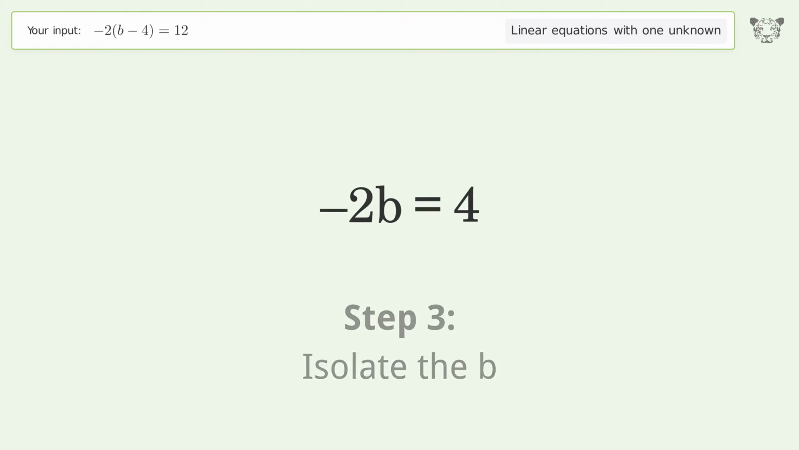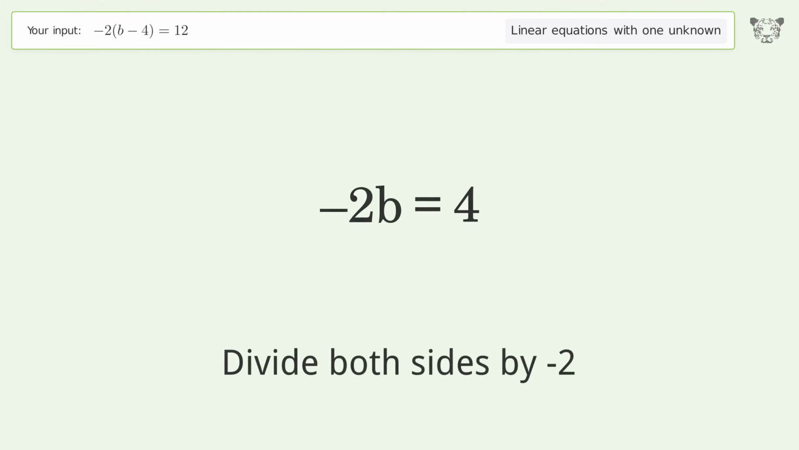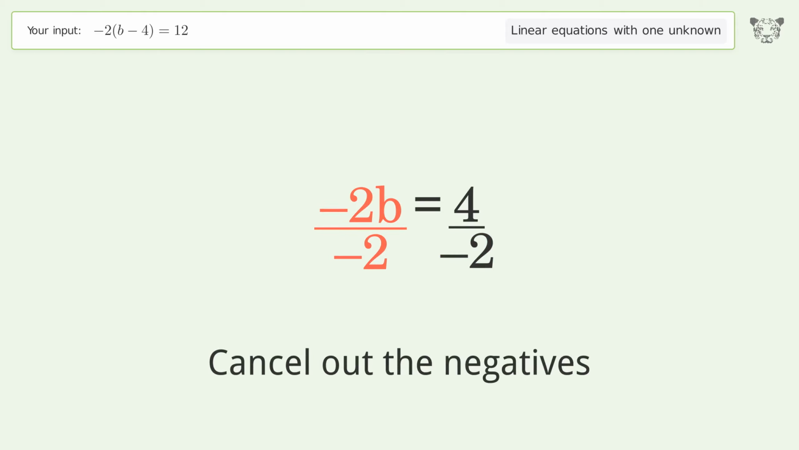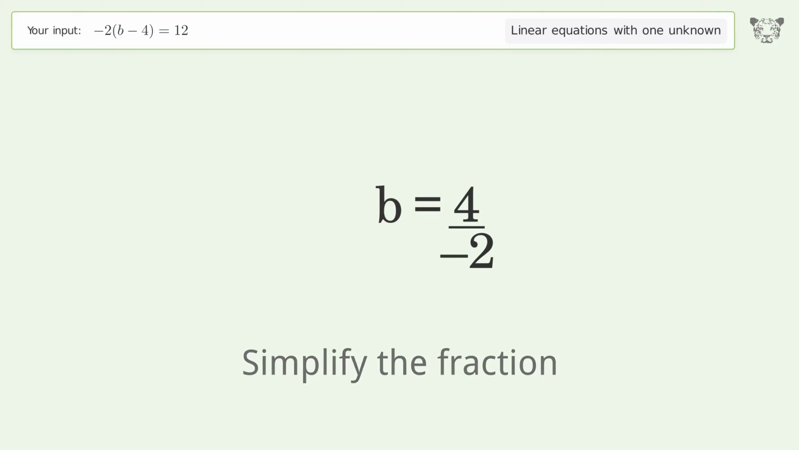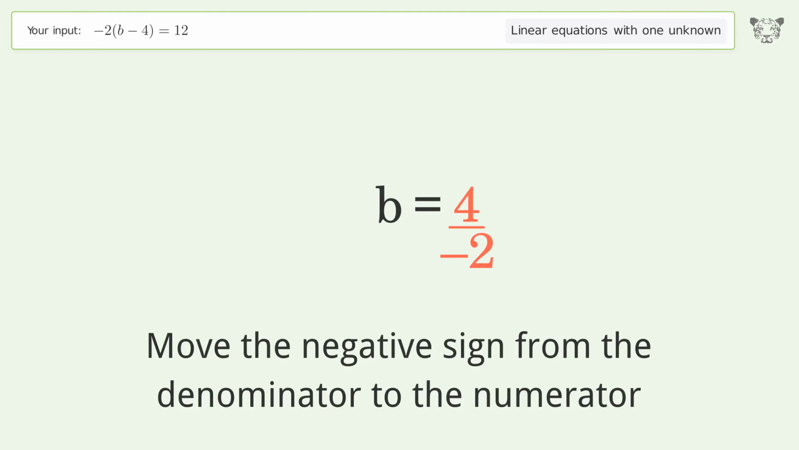Isolate the b. Divide both sides by -2. Cancel out the negatives. Simplify the fraction. Move the negative sign from the denominator to the numerator.